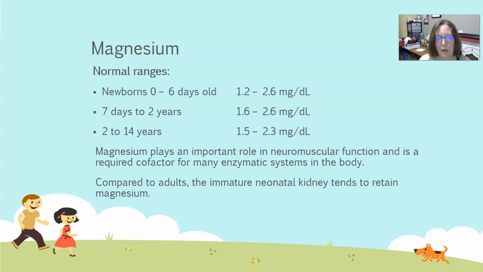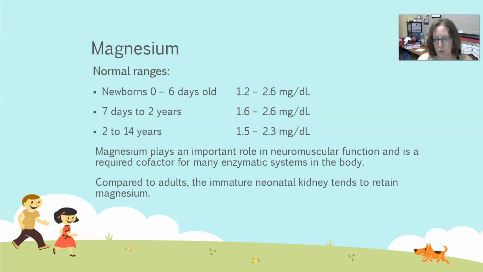And magnesium, the normal ranges are going to be for newborns 0 to 6 days old, 1.2 to 2.6 milligrams per deciliter. That's actually pretty close. It's a little bit wider than the adult ranges, but it's pretty close. So 7 days to 2 years is 1.6 to 2.6 milligrams per deciliter. And 2 to 14 years is 1.5 to 2.3 milligrams per deciliter, and that's getting closer to the adult range.